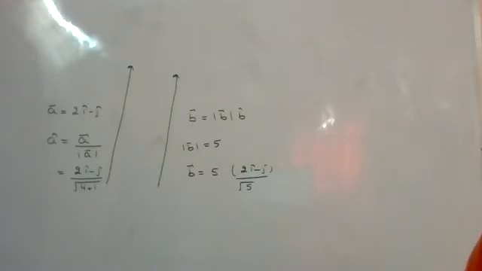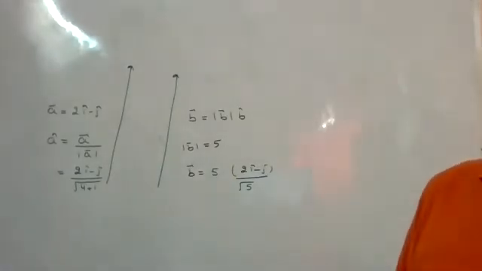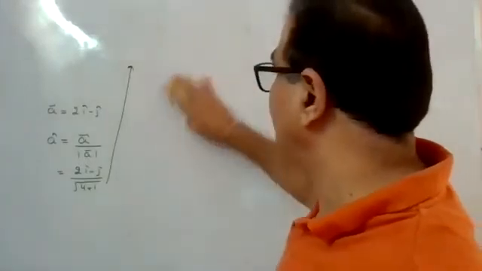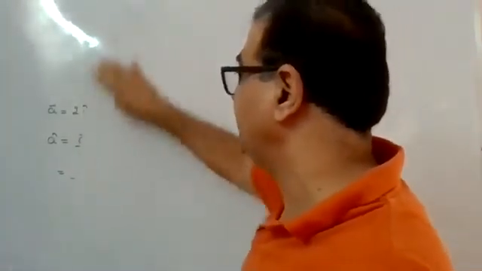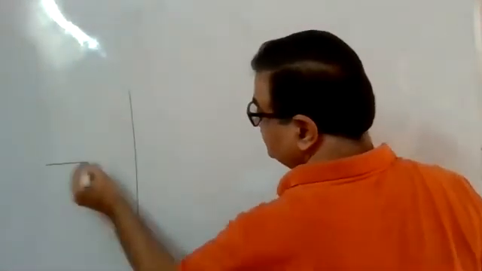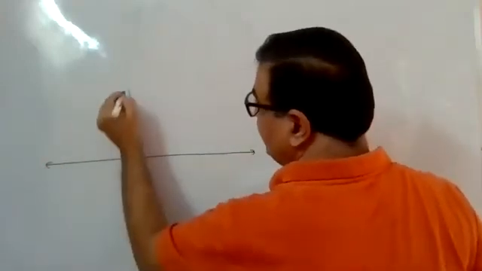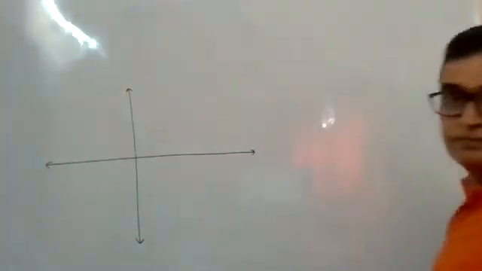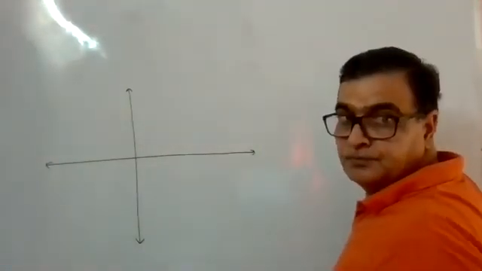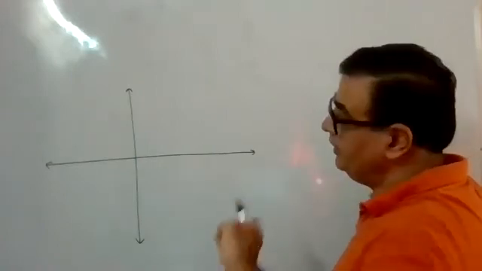Write all the unit vectors in xy plane. Whatever unit vectors are possible in xy plane, we want that. It means a vector whose magnitude has to be 1. Unit vector should be there and that should be in xy plane.